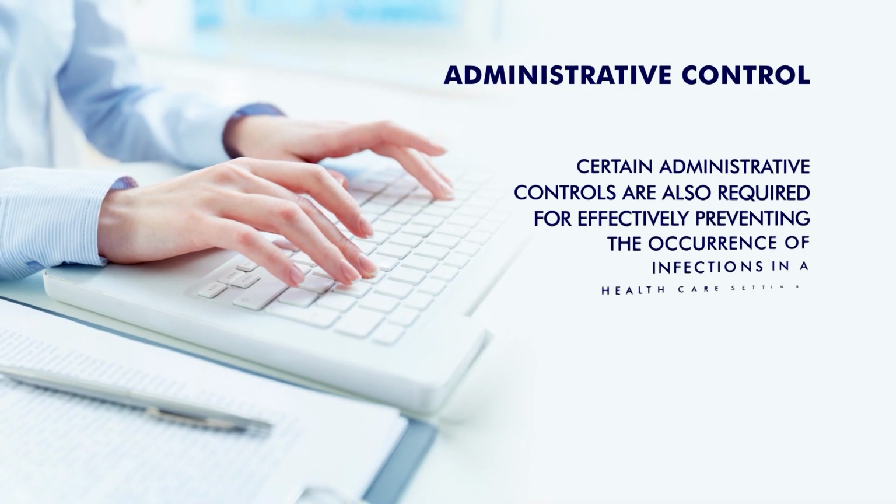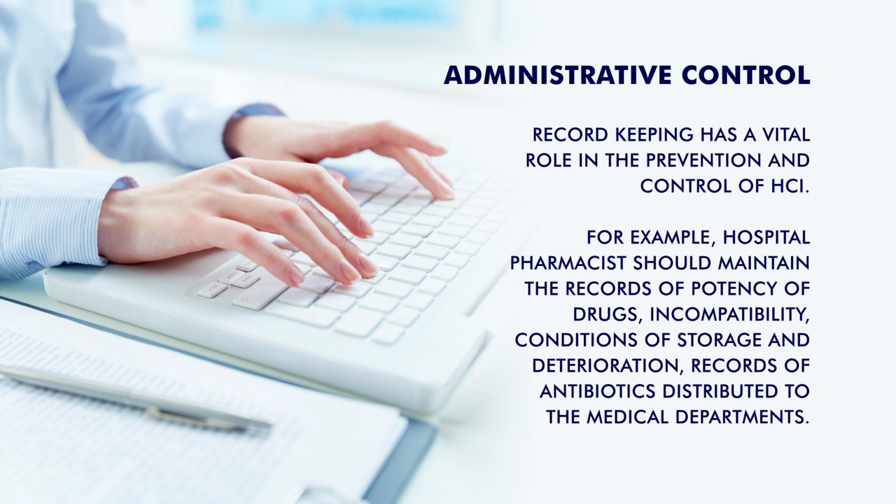So these administrative controls also are required and they should be in place in order to effectively prevent the occurrence of infections in a healthcare setting. So the record keeping has a vital role in the control, and the hospital pharmacist should maintain the record of the potency of the drugs, incompatibility, conditions of storage, deterioration, that is the worn out or the expired drugs, and the records of the antibiotics that have been distributed to the medical department and so on.